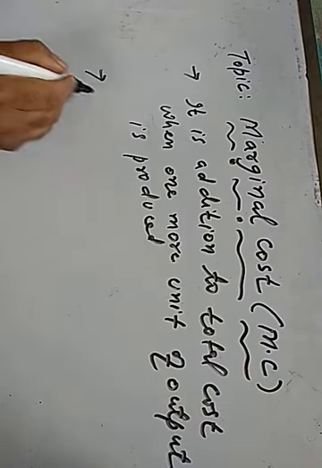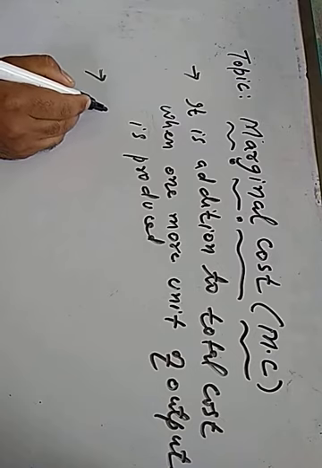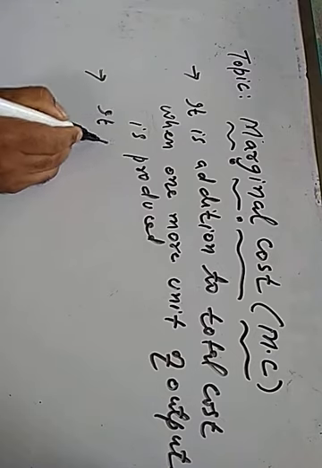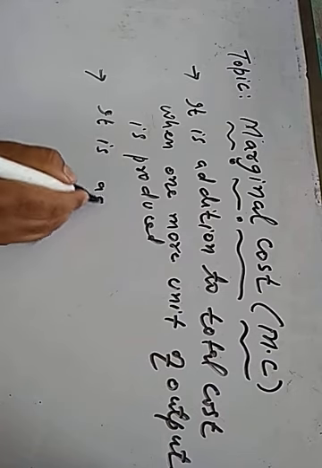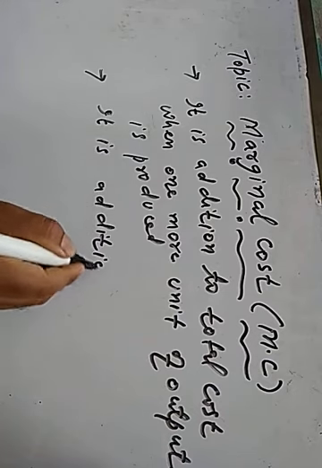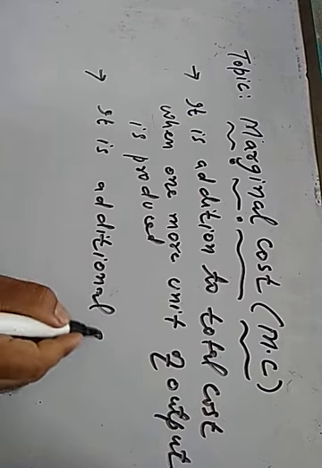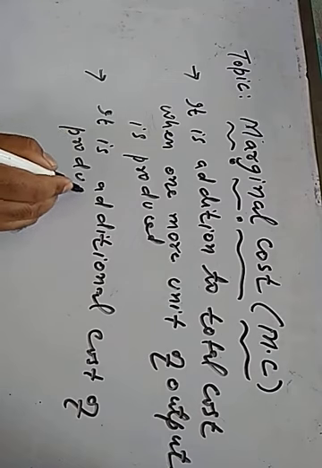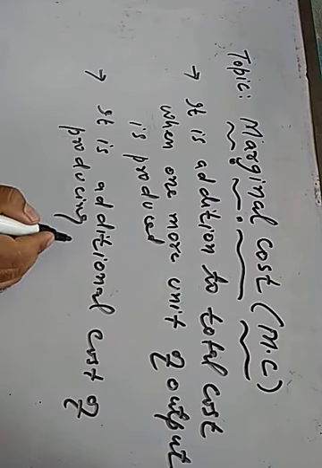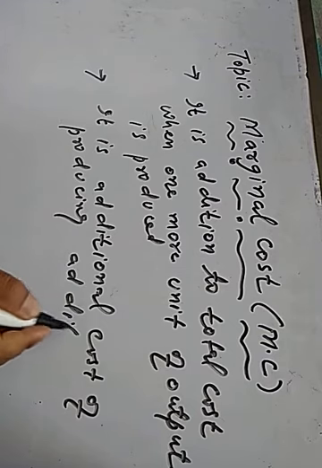Marginal cost, ये एडिशन होता है टोटल कॉस्ट को जब प्रोड्यूसर एक एक्स्ट्रा यूनिट ऑफ आउटपुट, एक्स्ट्रा यूनिट ऑफ प्रोडक्ट प्रोड्यूस करता है. In short, we can write it as: it is additional cost of producing additional unit of output.